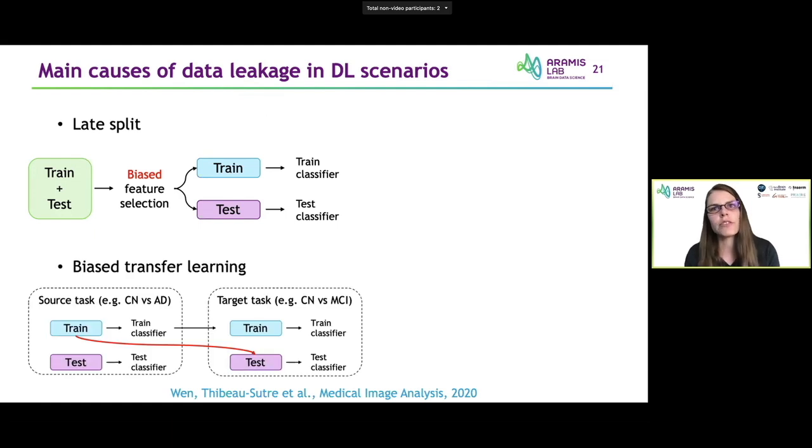Transfer learning can result in data leakage when the source and target domains overlap. This is, for example, the case when a network pre-trained on the cognitively normal versus Alzheimer's disease task is used to initialize a network for the cognitively normal versus mild cognitive impairment task, and the cognitively normal subjects in the training or validation set of the source task are also in the test set of the target task.